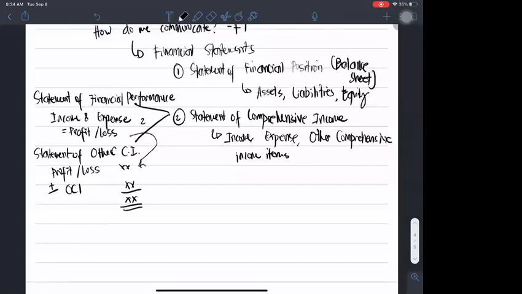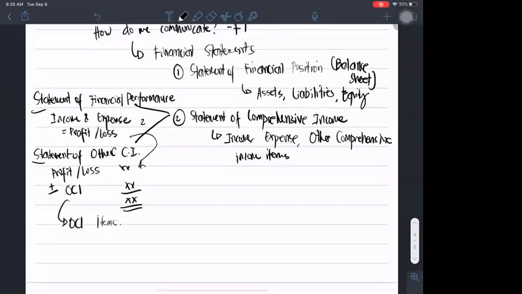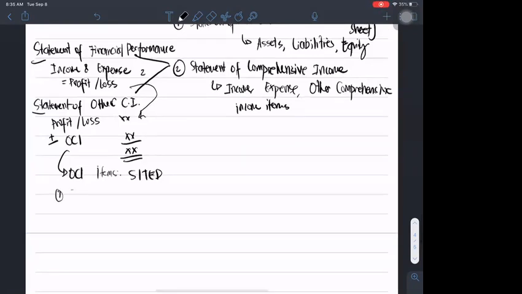So the question, or if ever you will ask, what are the other comprehensive income? Generally, the difference between these two, statement of financial performance and statement of other comprehensive income, is the presence of other comprehensive income items. So what are these other comprehensive income items? Our mnemonic here is CITED. First, we have your surplus on revaluation.